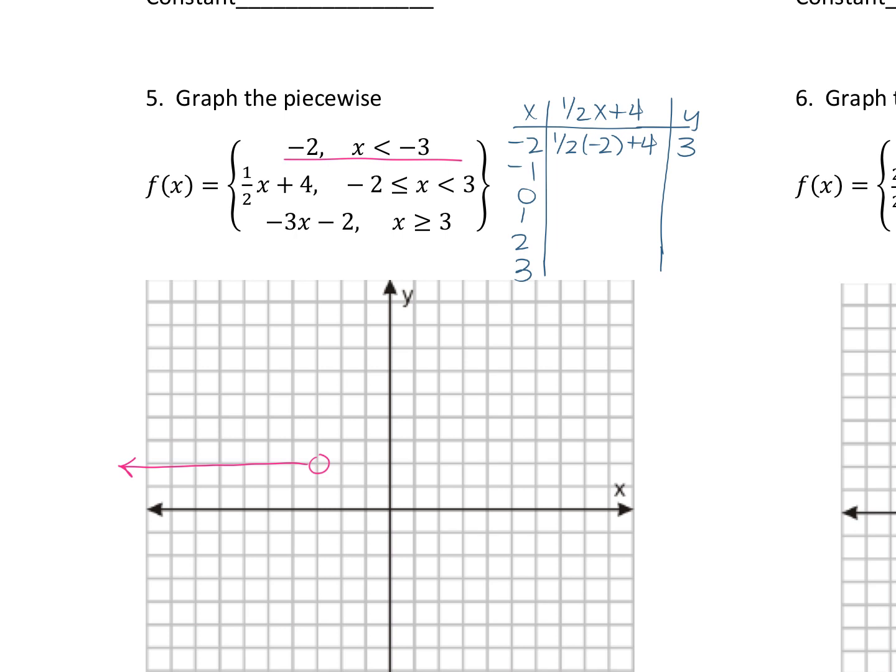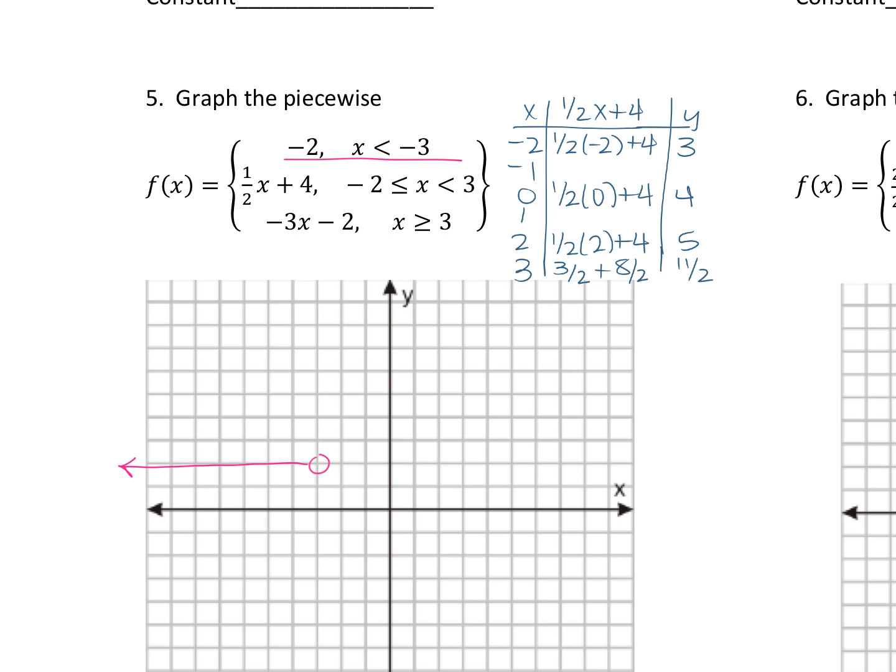If I use 0 next, I'm going to have 1/2 times 0 plus 4, which is 0 plus 4, that's 4. Then if I use the positive 2, that's 1/2 times 2, which is positive 1, plus 4 is 5. Now 3 is the last number in my inequality, which means I have to use that one. So that's going to give me 3 times 1/2, which is 3 over 2, plus 4, which is 8 over 2. So 8 plus 3 is 11 over 2. That's going to be 5 and 1/2.